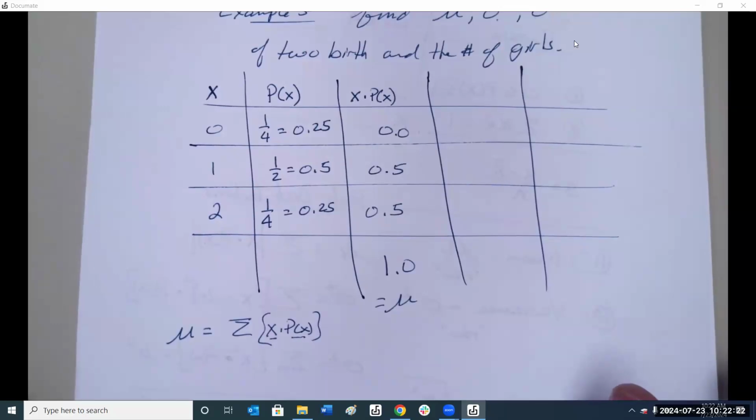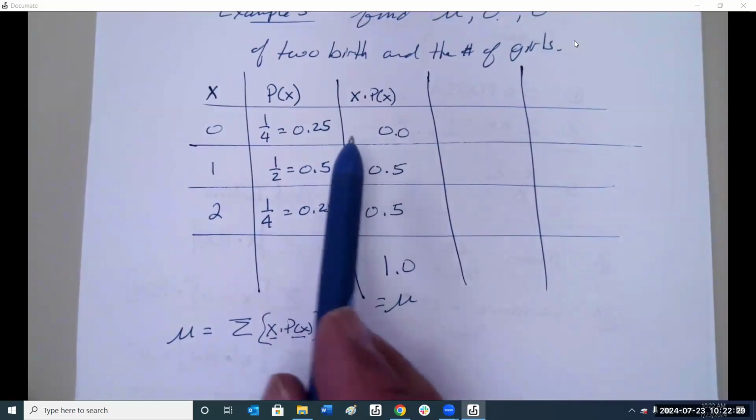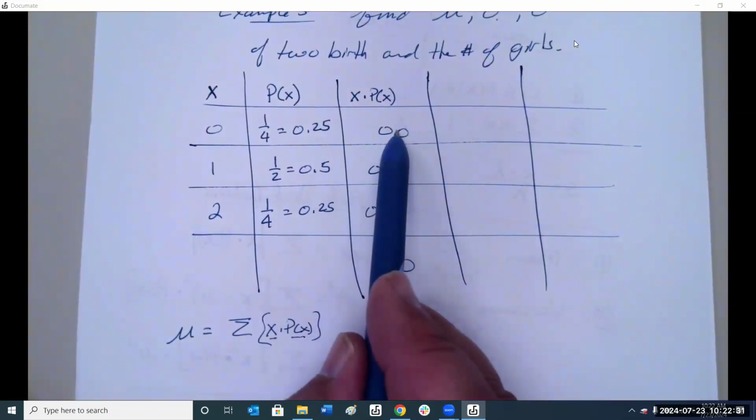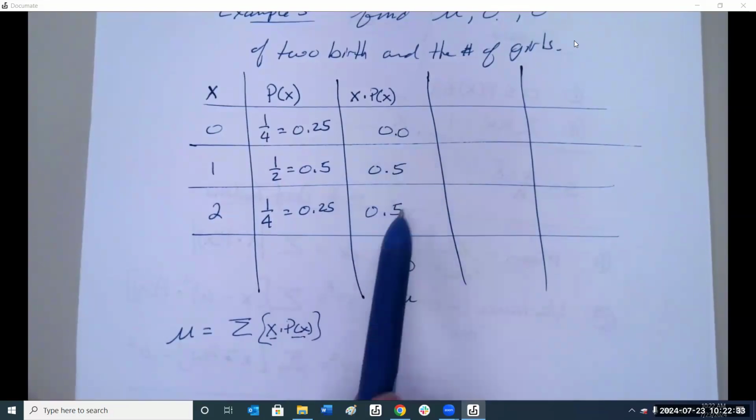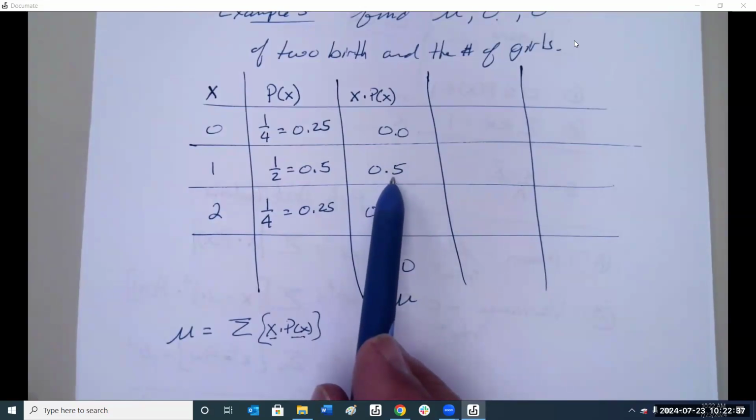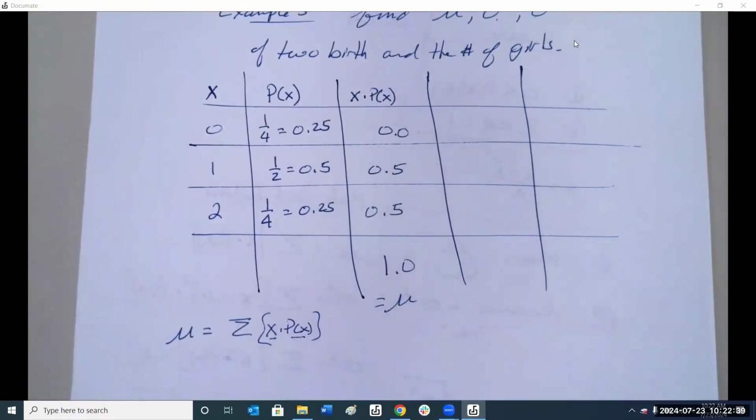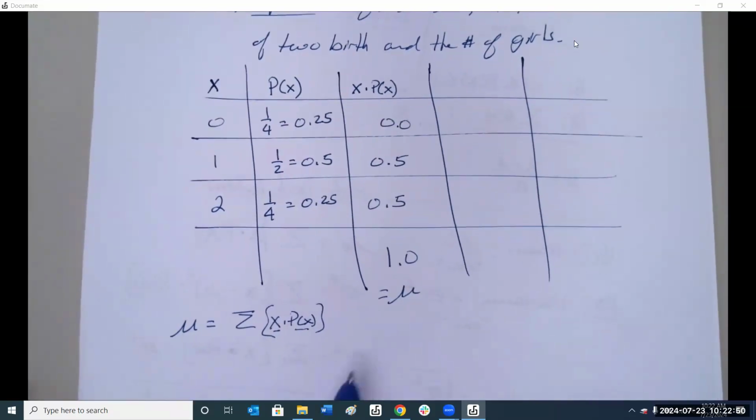And that is your mean. Does that make sense? Yes. Because what I was telling you, the average is 1 girl out of 2. Because this only happens once. The no girls happens only once. The 2 girls only happens once, but the 1 girl can happen 2 ways. It could be the first birth is a girl, then a boy, or it could be boy, then the next birth is a girl. So more times it happens, you get 1 girl. So that's the mean.